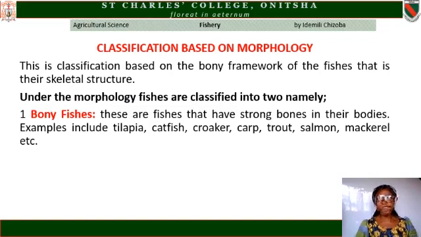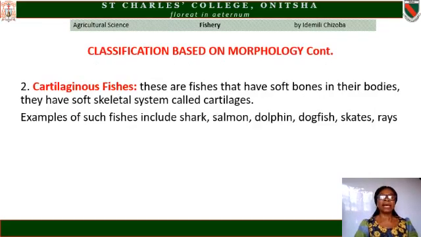So the second classification based on morphology is cartilaginous fishes. These are fishes that have soft bones in their bodies. They have soft skeletal system called cartilages, hence the name cartilaginous fishes. Examples of such fishes include shark, salmon, dolphin, dogfish, skates, and rays.